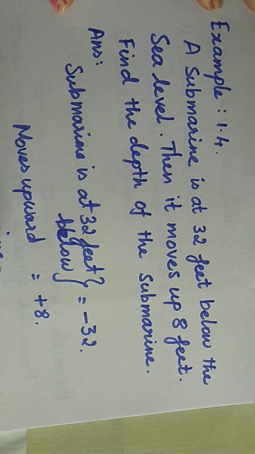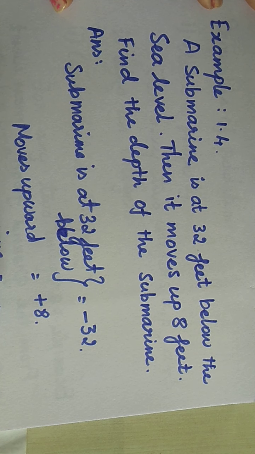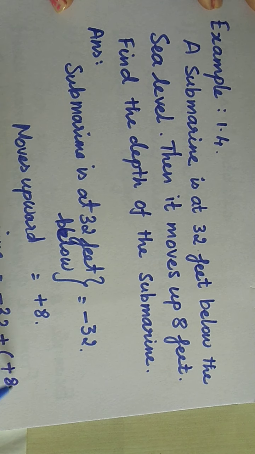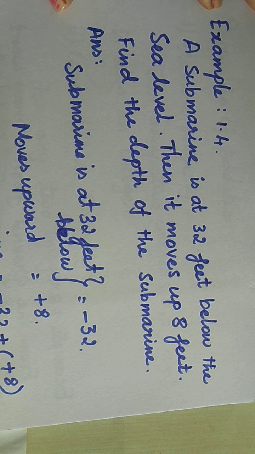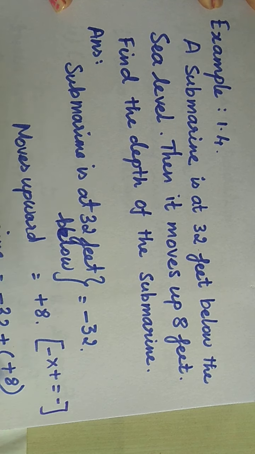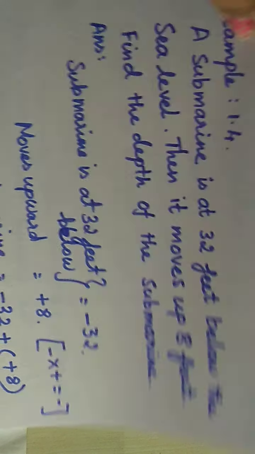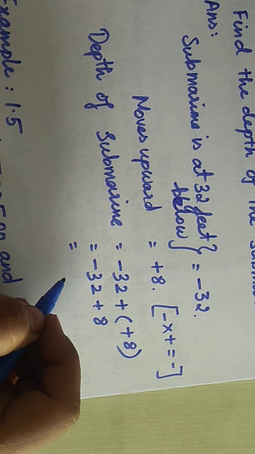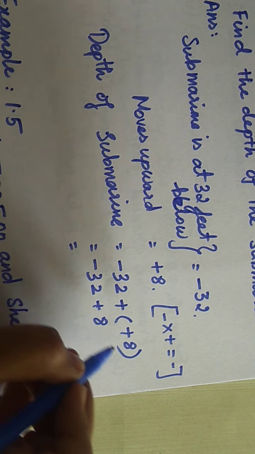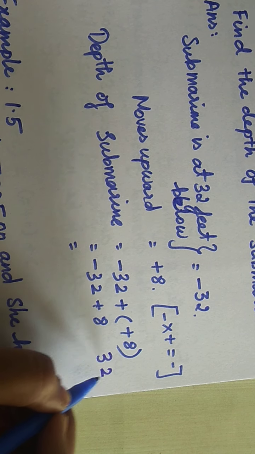When we have to find the depth of the submarine, we have to find the total distance. So we have to add it. So minus 32 plus 8. We can write it as minus 32 plus 8. As usual, minus into plus equal to minus. So 32 minus 8.